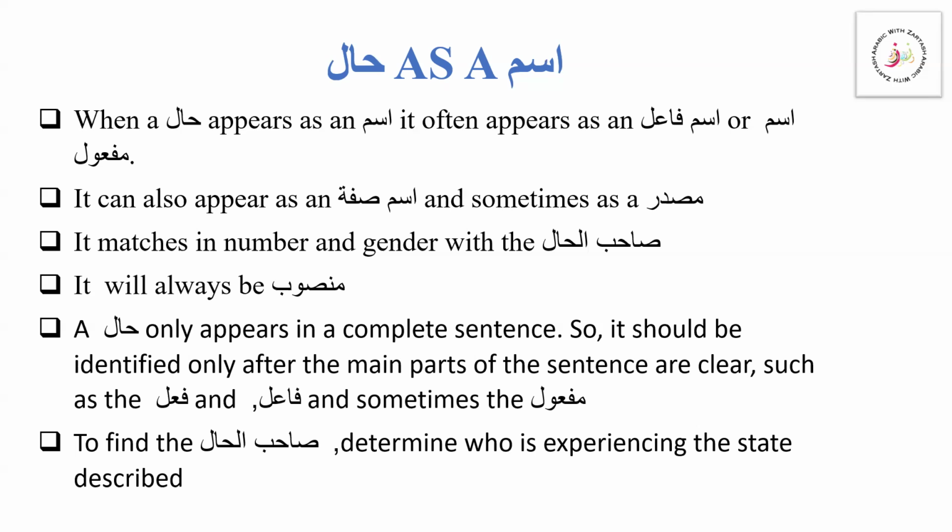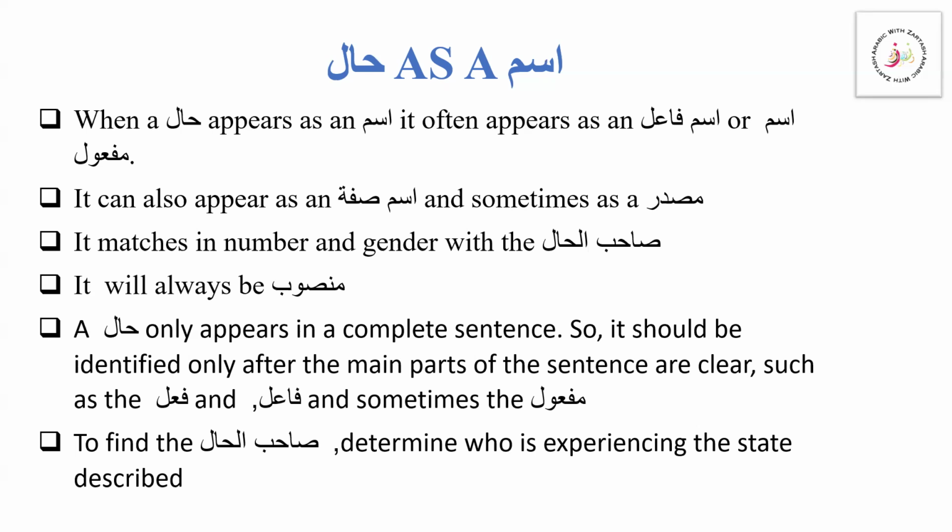When hal is an isim, it can be isim fa'il, it can be isim maf'ul, it can appear as a sifa, and sometimes it can appear as a masdar as well. One more thing that we need to remember is that it must match in number and gender with the sahibul hal. And we know what the sahibul hal is: it is the one about which we are describing that condition. So this hal must match in number and gender with the sahibul hal.